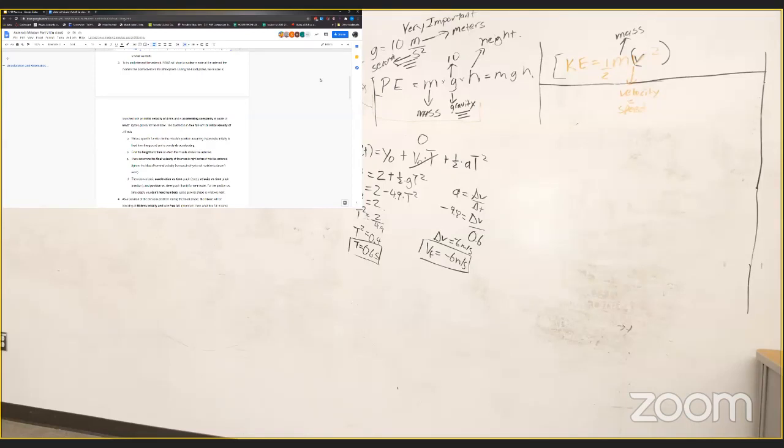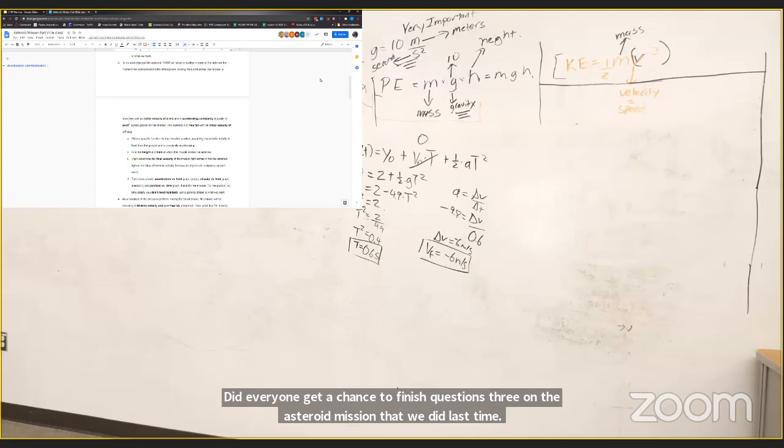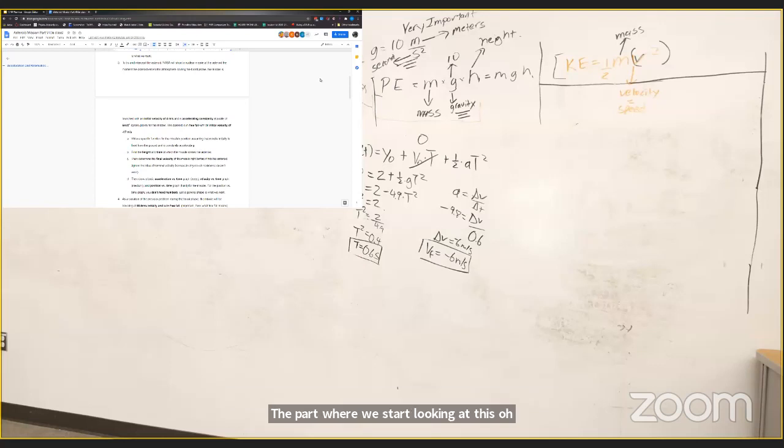Okay, so I'm going to give you some time to keep working on the asteroid mission. When everyone is done with question 3, I'll go over it as a class, so that we can all see we're on the same page. So I'm going to let you get started, and then in a few minutes, I'll check and see where everyone is.